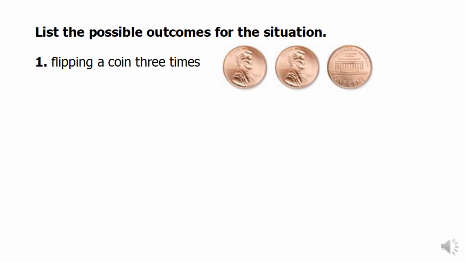All right, so list the possible outcomes for this situation. Flipping one coin, says A, 3 times. So I just put these here just so you could remember you're flipping it 3 times.